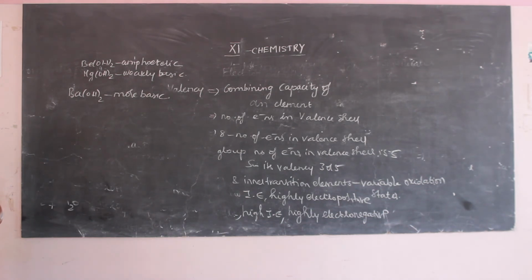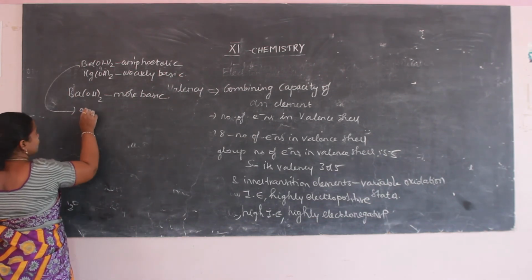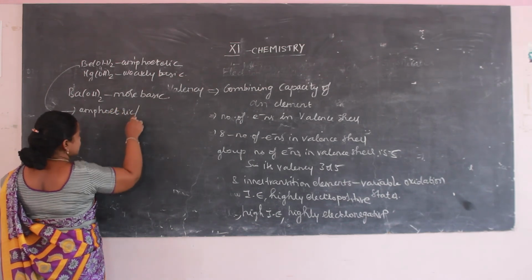Now this beryllium hydroxide is amphoteric in the sense that it exhibits the properties of both acid and base. So I said beryllium hydroxide is amphoteric. Amphoteric, what is the meaning? It has both acidic and basic property.